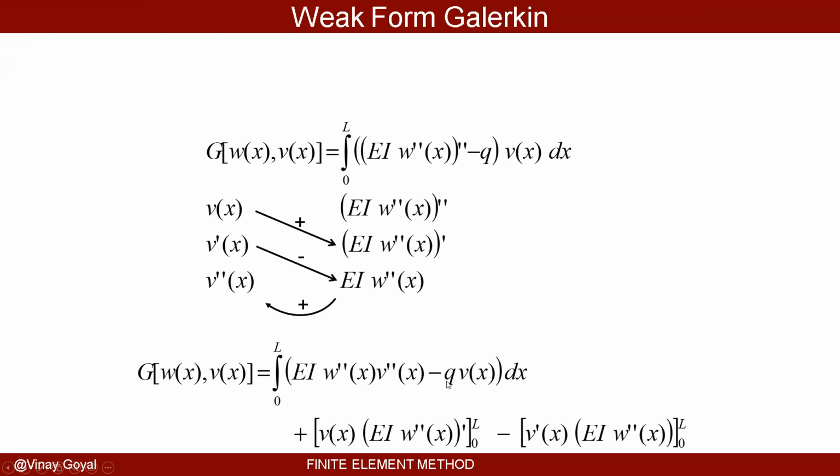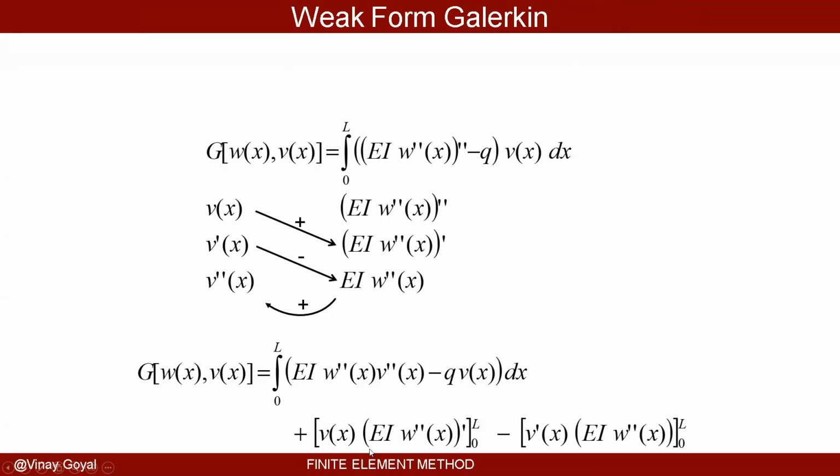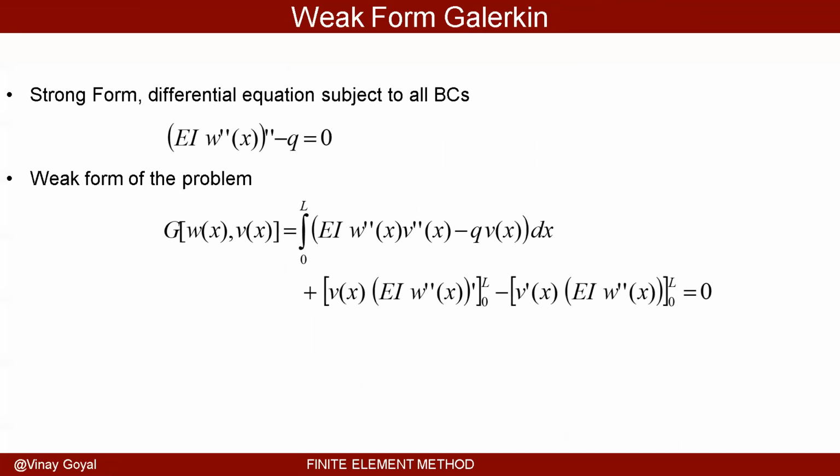Q times V, nothing happens there. We don't have to touch that. This cross term becomes this term here. This cross term becomes this term here. And notice how we had discussed earlier how EIW double prime was moment, and the derivative of moment is shear. So it's very interesting how I started with the governing equations. And by deriving in weak form, I actually end up with physical quantities that we know a lot about. So that's a very powerful idea that we have in our hands, and it's showing us that weak form Galerkin can actually connect us to the physics of the problem.